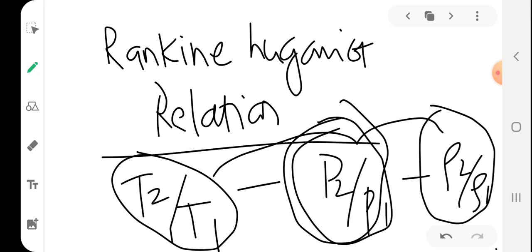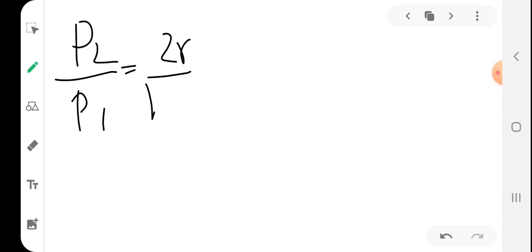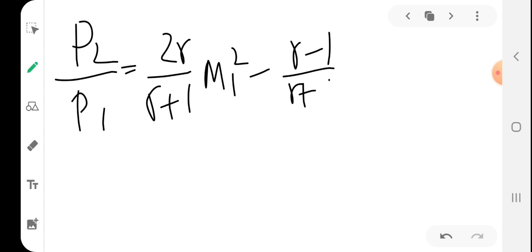So we have to avoid the term Mach number from that equation. Gamma will be there, but we are avoiding Mach number. So students, we have the equation of P2 by P1 based on Mach number as 2 gamma by gamma plus 1 M1 square minus gamma minus 1 by gamma plus 1, right?